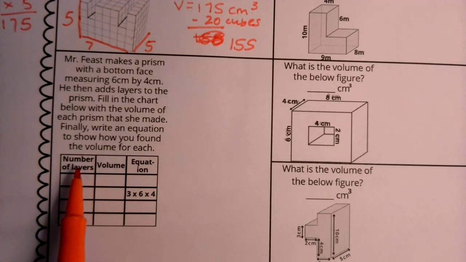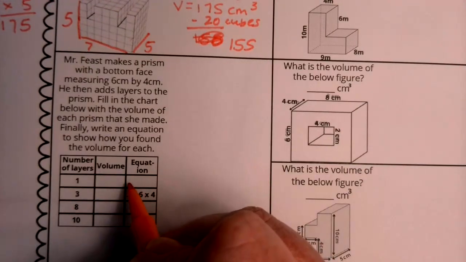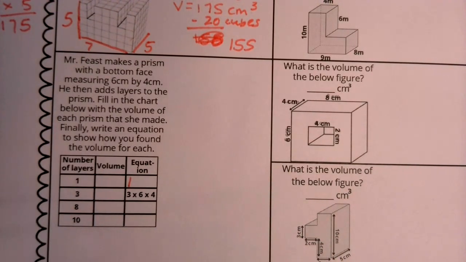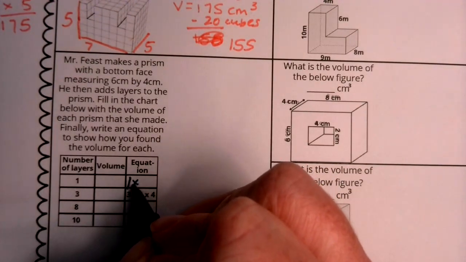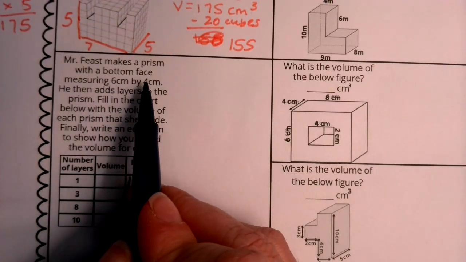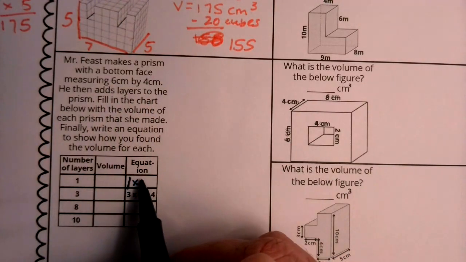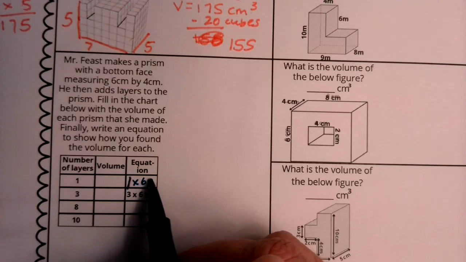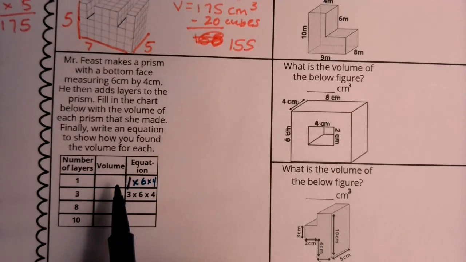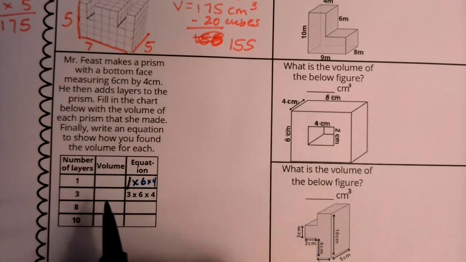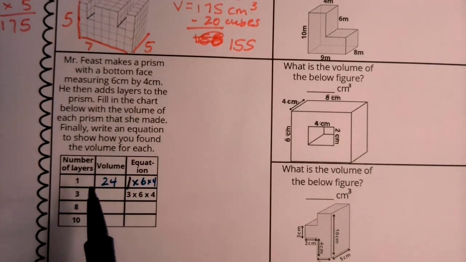So if the prism only had one layer, what would the volume be? Well, we know that it is one layer. Let me switch colors actually for this one. We know that it is one layer of 4 by 6 centimeter blocks, right? Because it said that it measured as a 6 by 4. So if it is 1 times 6 times 4, we know that it has a volume of 24. And yes, it's really 24 centimeters cubed. But for the sake of the tiny chart, we're just going to write it as 24.